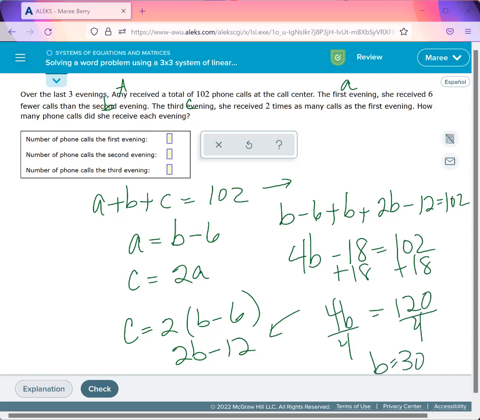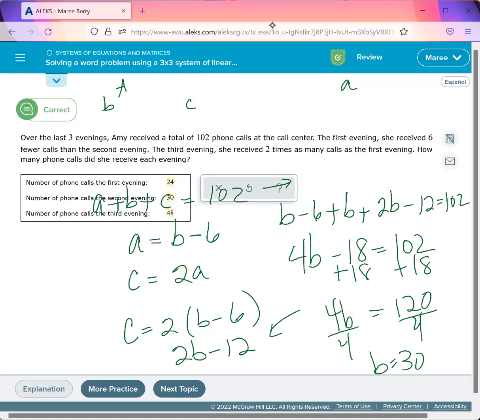So we're going to go ahead and we'll type up here. B was the second evening. So that is going to be 30 calls. The first evening was the second minus 6, so that's going to be 24. And then the third evening was 2 times the first, which is 48. And that's the end of the lesson.